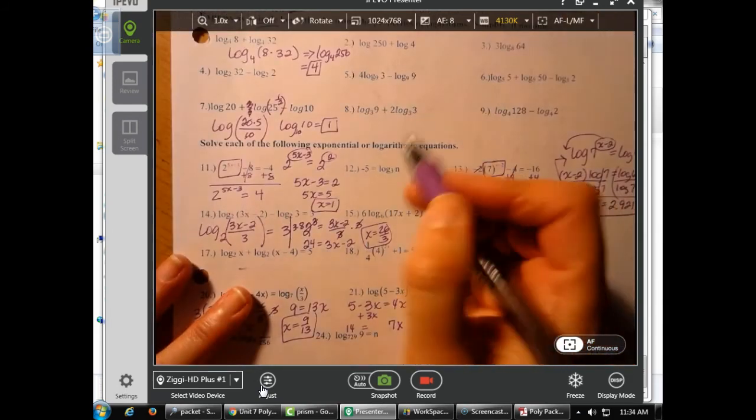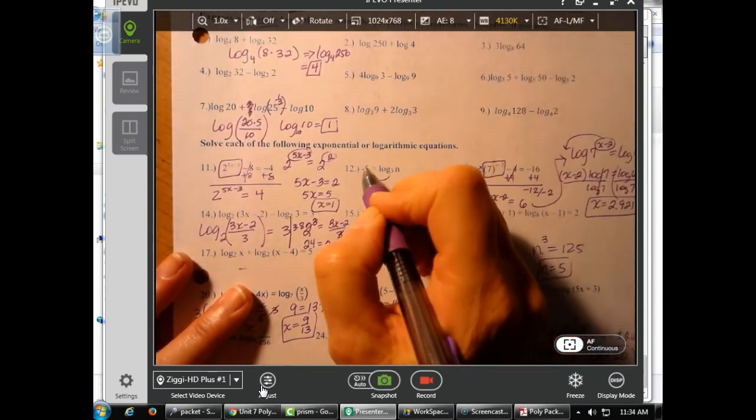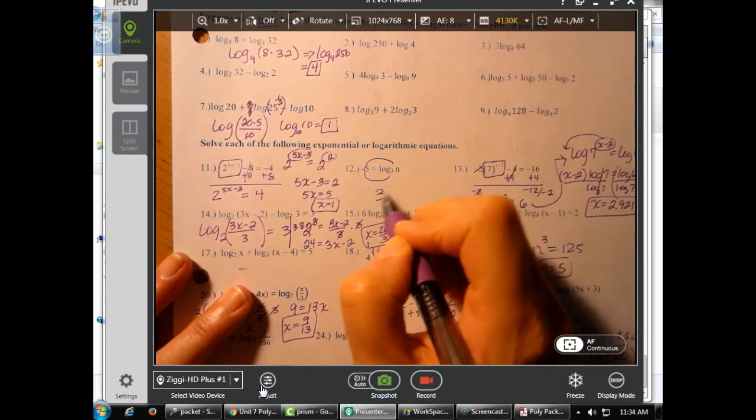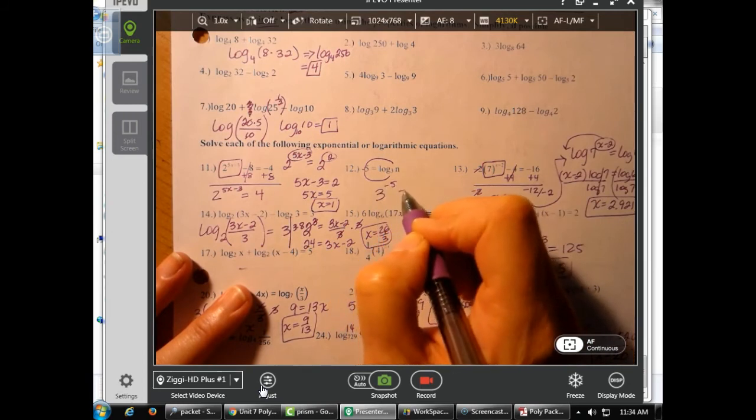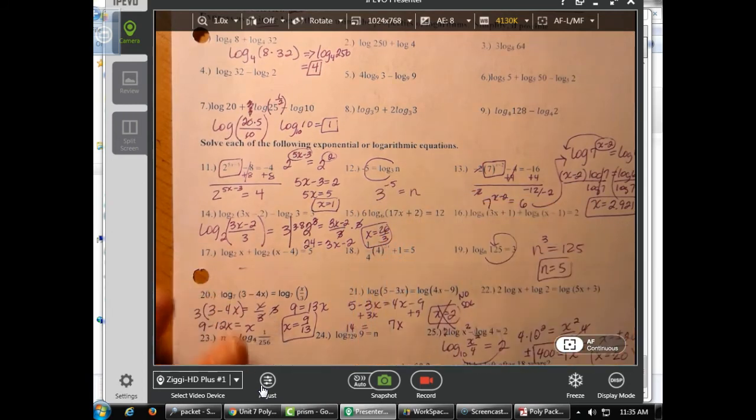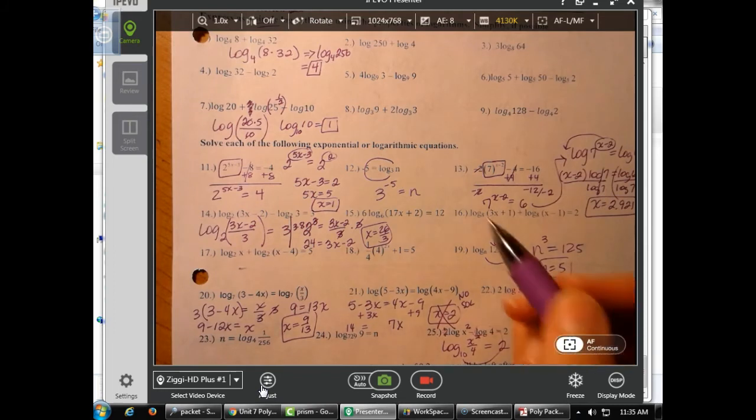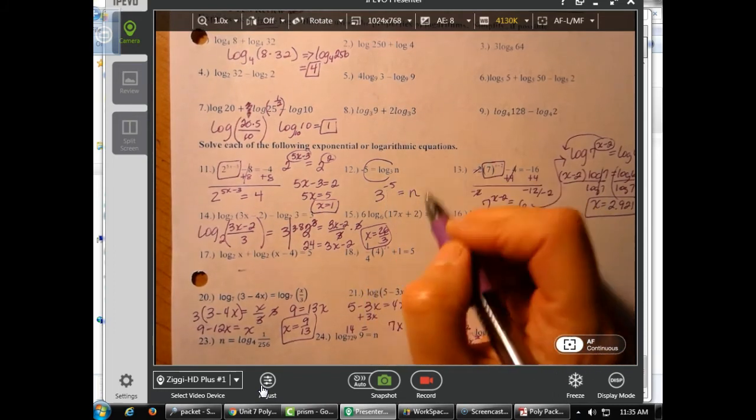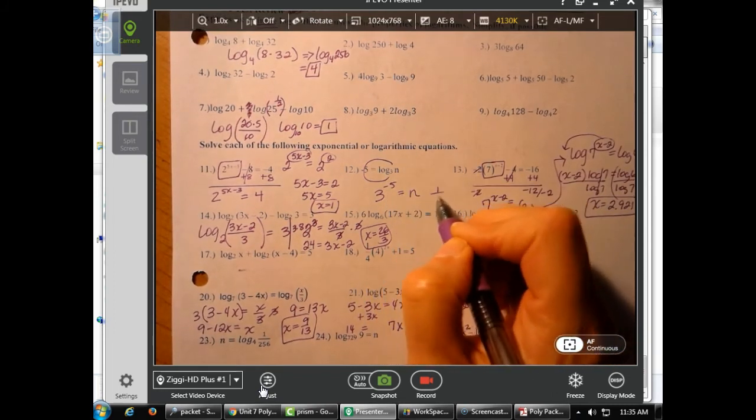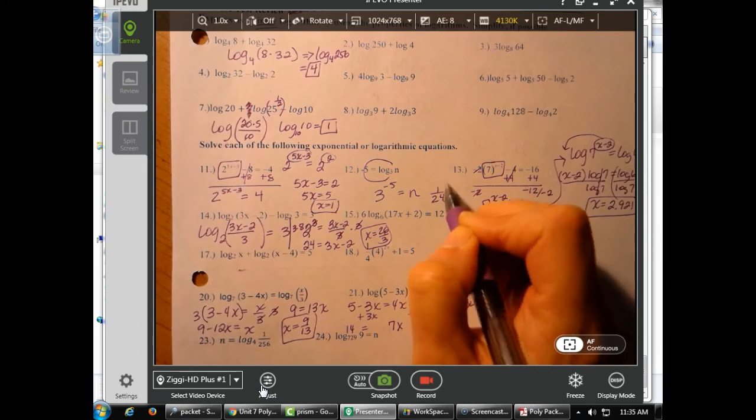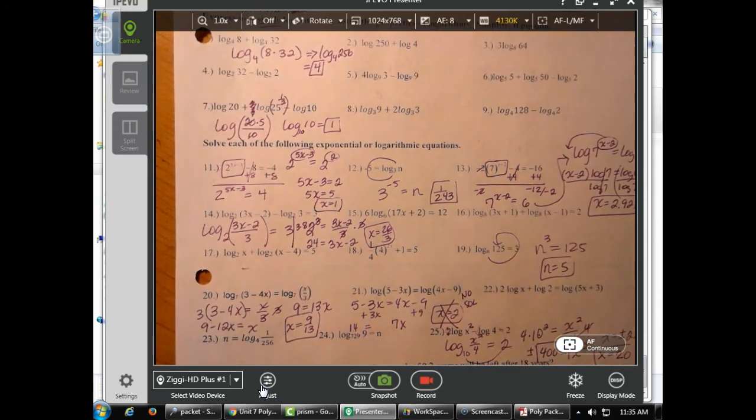Number 12, very similar, but this time you kind of loop the other way. So you have 3 to the negative 5 is equal to n. So basically, you'd use your table for this, and when you raise 3 to the 5th power, you get 243. But it's a negative 5, so it's going to be 1 over 243. That is your answer for that one.